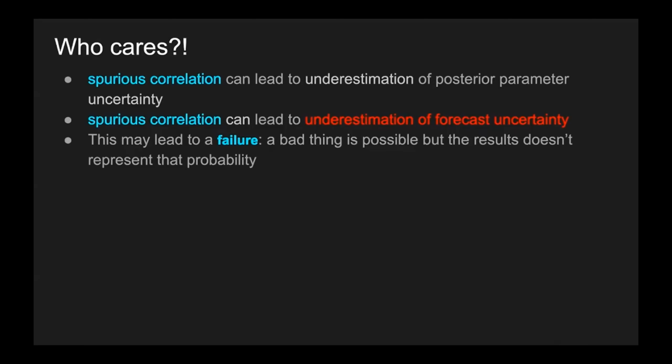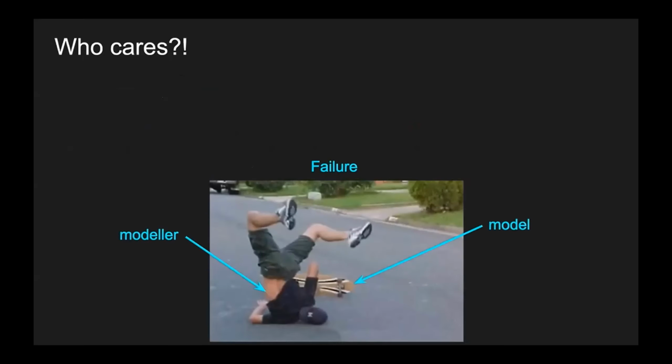Why this matters is because with these spurious correlations, we can overcondition our parameters, right? That can lead to an underestimation of posterior parameter uncertainty, which in and of itself isn't a bad thing, but that underestimation will lead to underestimation of forecast uncertainty. And that's a problem, for the reasons that John and Kath have talked about. If the possibility of a bad thing does exist, but the modeling results don't properly represent that probability, that's a failure. And for those of you who are interested, here's a graphical depiction of failure with modeling.